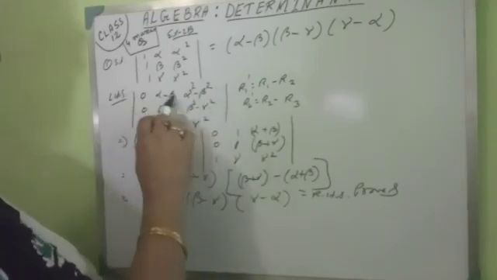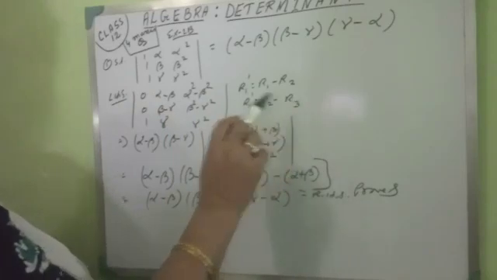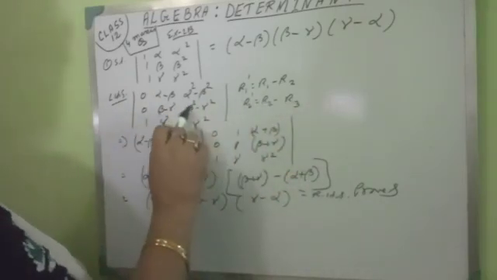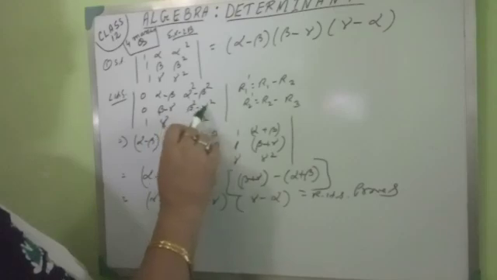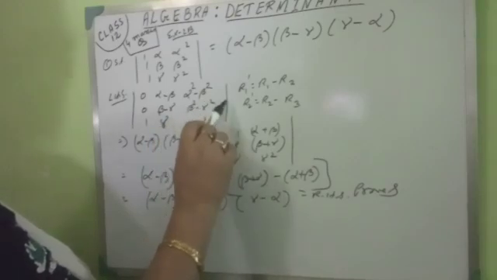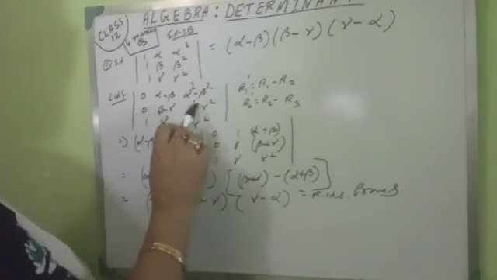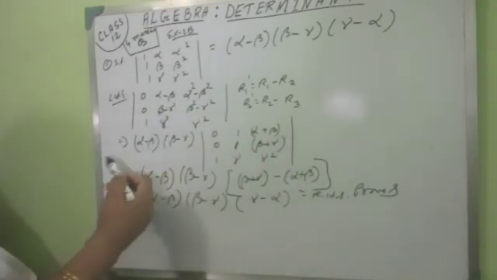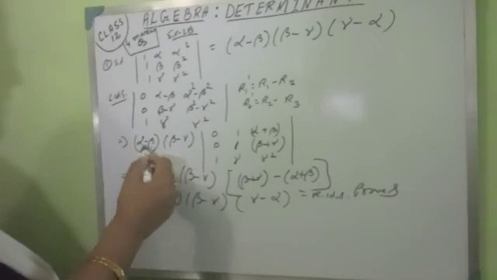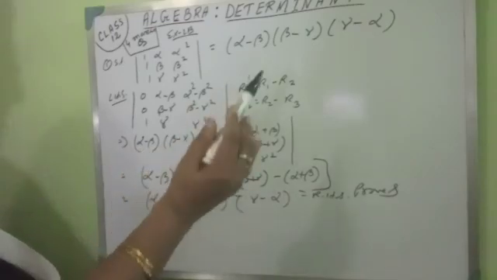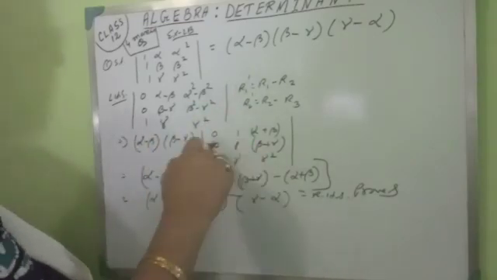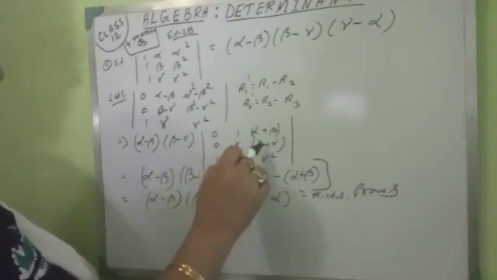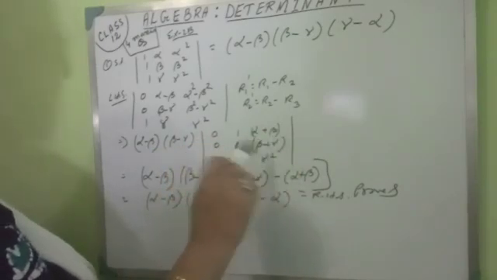So in the first row we get the common element alpha minus beta, and in the second row, the same thing, beta square minus gamma square, we can write as beta plus gamma into beta minus gamma. As beta minus gamma is already there, we can take it outside the determinant. So the two factors, alpha minus beta and beta minus gamma, are taken out, and in the determinant we get 0, 1, alpha plus beta; 0, 1, beta plus gamma; 1, gamma, gamma square.